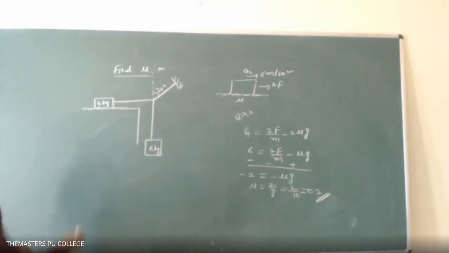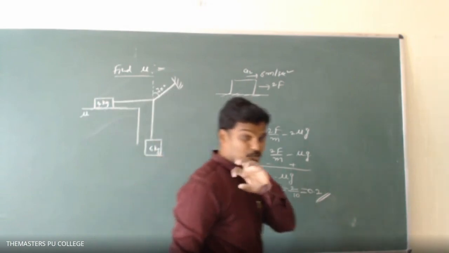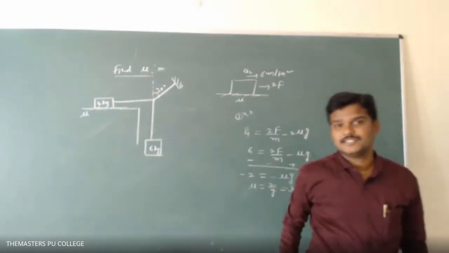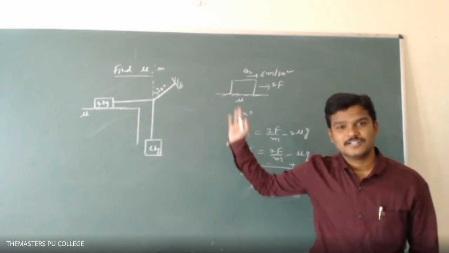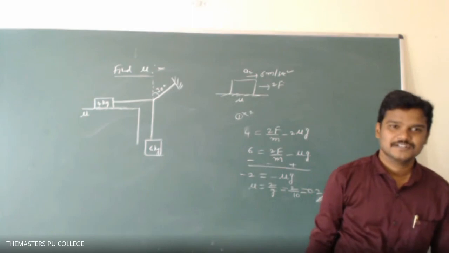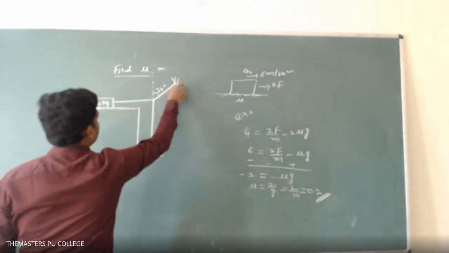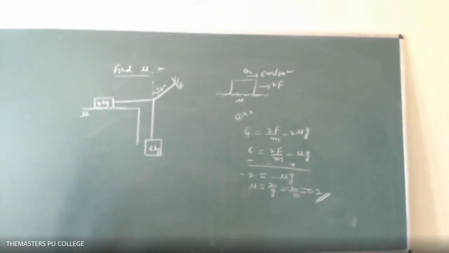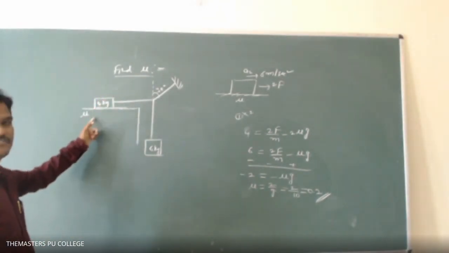Find mu. There will be a mu here. If you want the story, I can give the story. A 4 kg block is placed on a rough horizontal surface, connected to a wire. The other end of the wire is connected to a 6 kg block hanging vertically downwards. The other end of the wire is connected here at an angle of 30 degrees. Then find the coefficient of friction between the block and the surface.